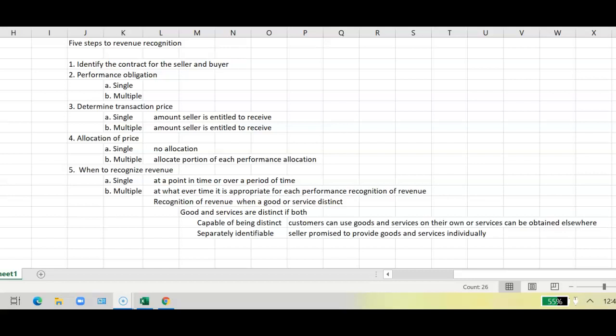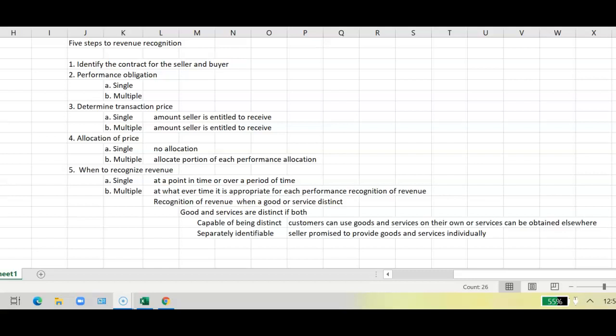Now, if it's just a single performance obligation, there is no need to allocate the price. However, if multiple obligations in a contract exist, it has to be allocated based on a portion of each performance obligation. And as we review these problems, you'll see how that allocation process works.